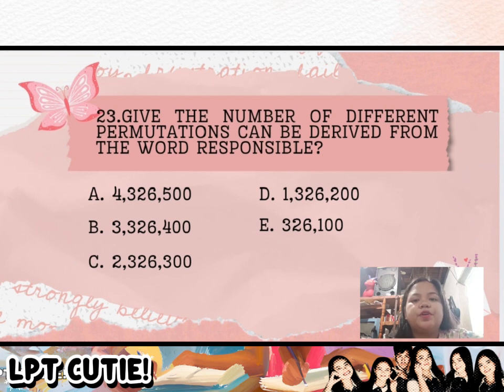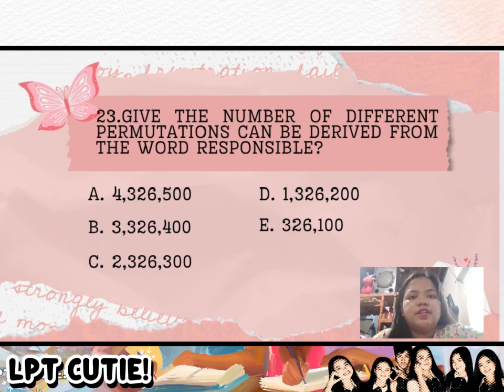So we are now in number 23. Give the number of different permutations that can be derived from the word responsible. Is it letter A, 4,326,500? Letter B, 3,326,400? Letter C, 2,326,300? Letter D, 1,326,200? Or letter E, 326,100? So what do you think is the correct answer?